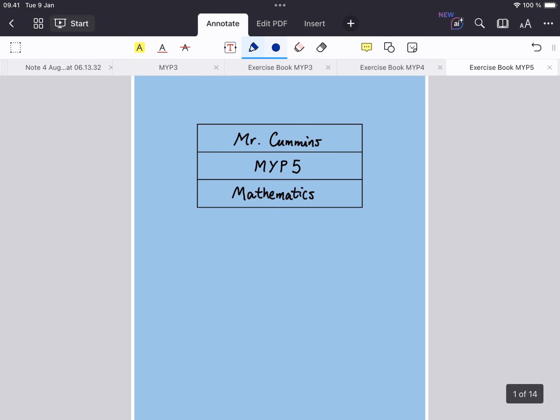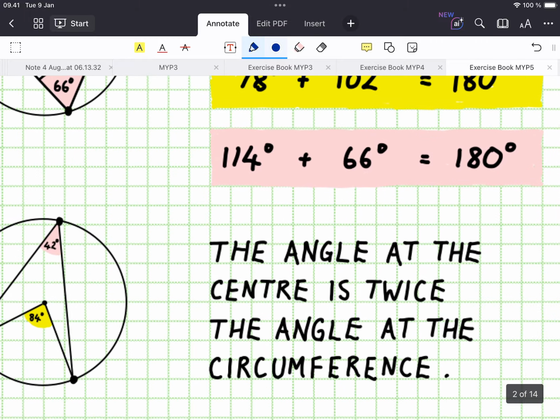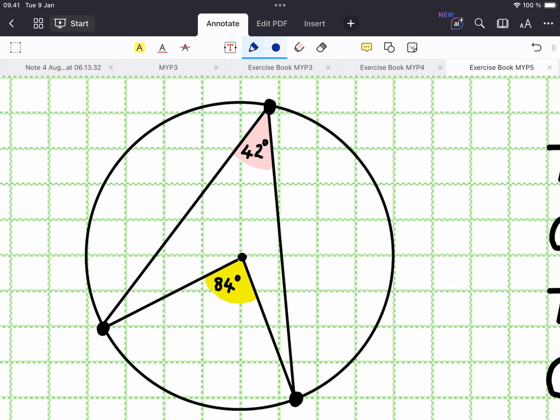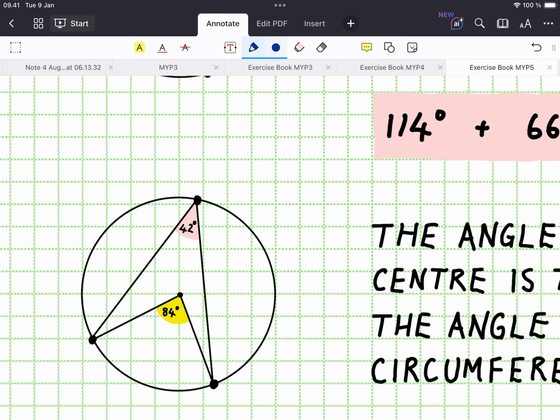Okay, so here's my notebook again, and the thing that you should have discovered is that the angle at the center is twice the angle at the circumference. So for example, I got 84 at the center, 42 at the circumference. So whatever angles you had for that, the angle at the center should have been twice the angle at the circumference. Now that looks fairly straightforward in terms of the diagram. You get this kind of funny chevron shape, but that could take some different forms.